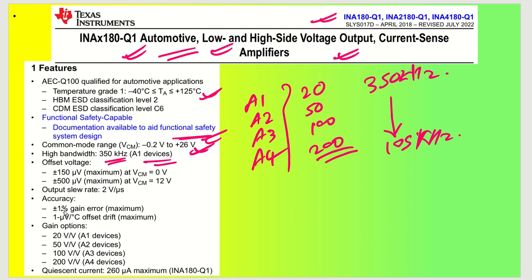Coming back to other parts, we have a slew rate of 2 volt per microsecond, and we have very good accuracy, which is just plus or minus 0.1% gain error. And as you can see, we have gain outputs as I just told you, like 20, 50, 100 and 200. Okay, let's move to the other part.